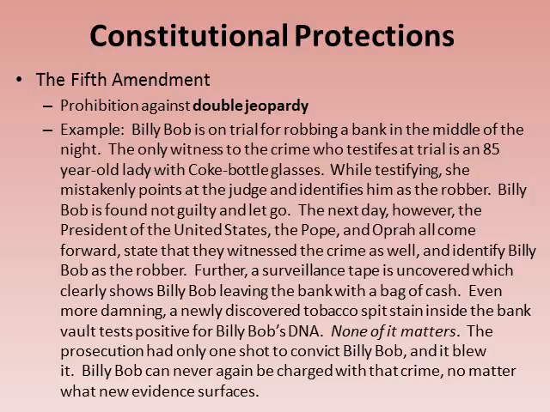But the next day, I guess after reading about this in the paper, the President of the United States, the Pope, and Oprah all come forward and state that they had witnessed the crime as well and identify Billy Bob as the robber. Further, a surveillance tape is uncovered which clearly shows Billy Bob leaving the bank with a bag of cash. Even more damning, a newly discovered tobacco spit stain inside the bank vault tests positive for Billy Bob's DNA. So, can we try Billy Bob again with all of this new evidence?